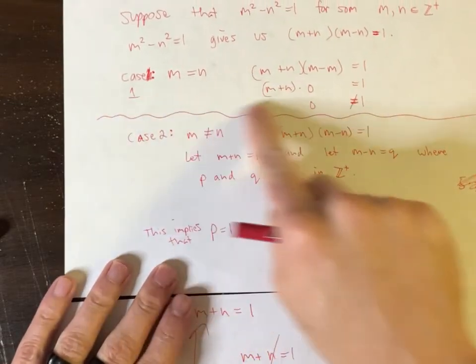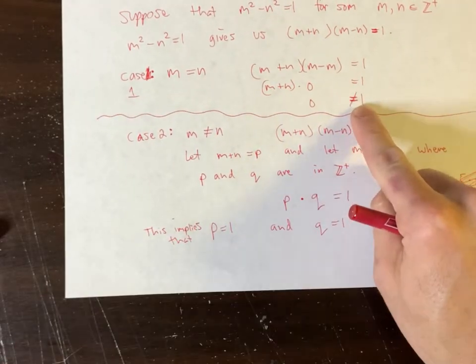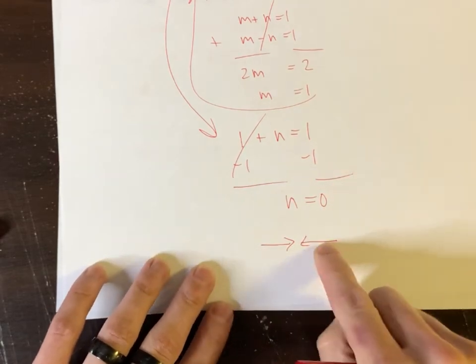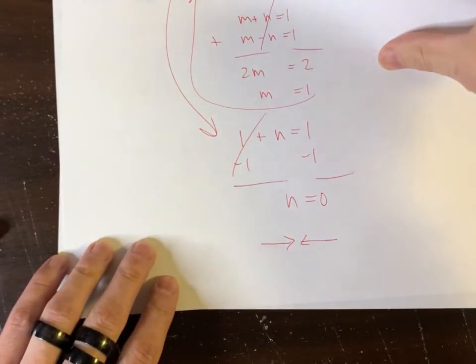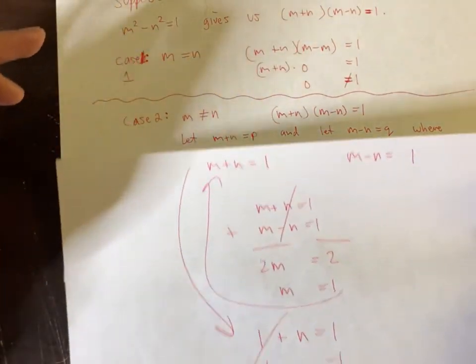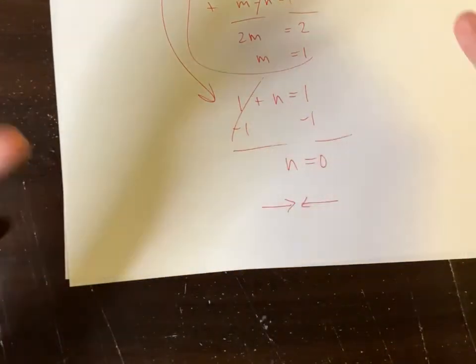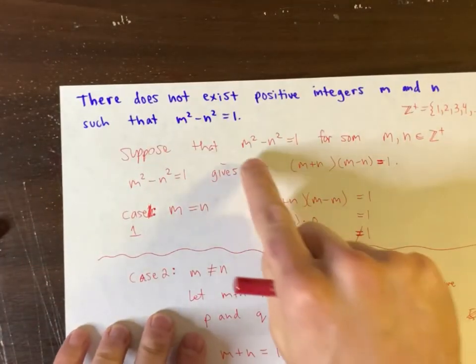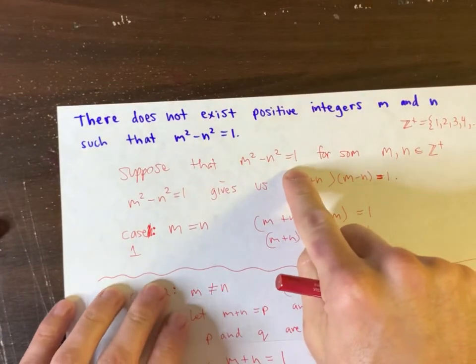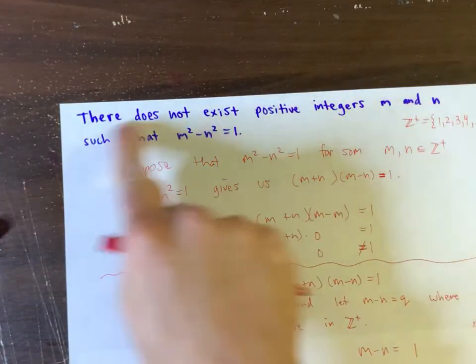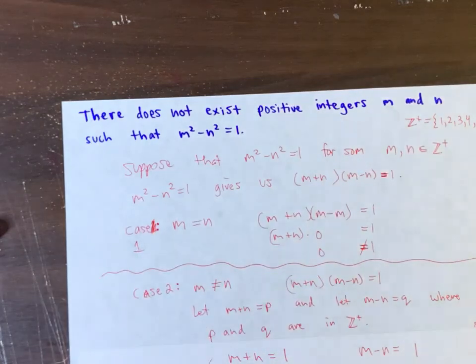So case 1, there was a contradiction. Case 2, we have the symbol for a contradiction. So because both cases, the only two cases, were both fails, we say that we have a contradiction at hand. And so our supposition that this could be true is, of course, false, which means that the original blue statement stands true.